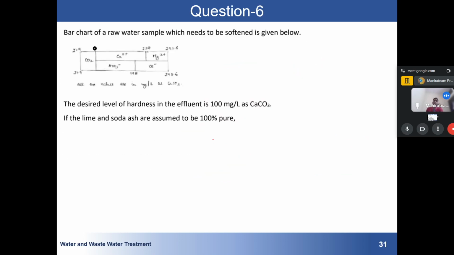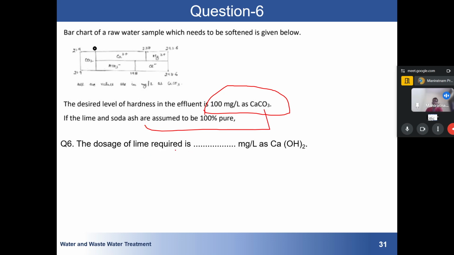The next question is a numerical question. A bar chart is given for softening hard water, and the desired level of hardness is 100 milligram per liter as CaCO3. If the lime and soda ash are assumed to be 100% pure, you have to calculate the dosage of lime required in milligram per liter as calcium hydroxide.